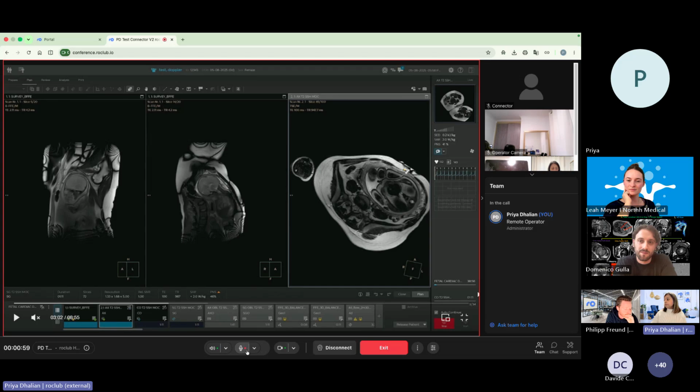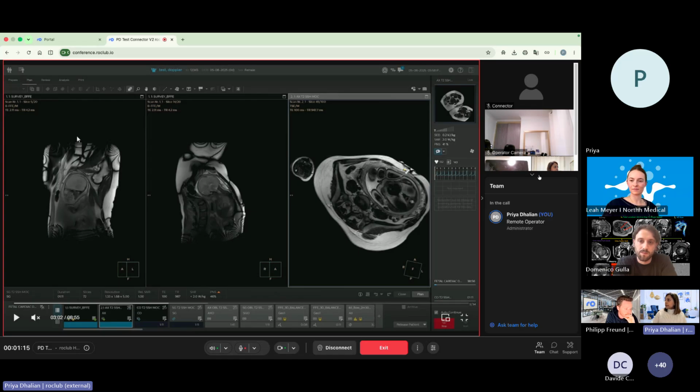But there are also chat functionalities, right? So if audio is not going to work, or if you have too many people in the room, you can always go ahead and have a quick chat with each other via the connection.